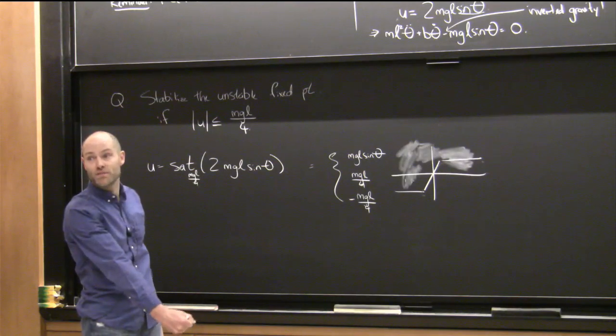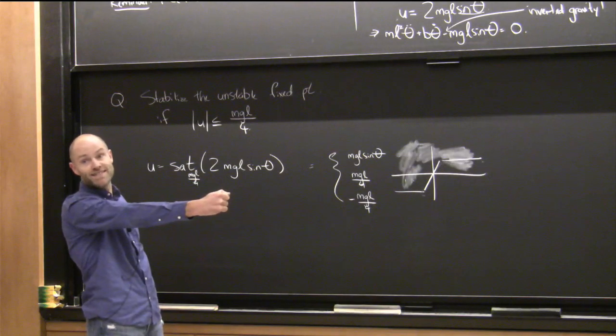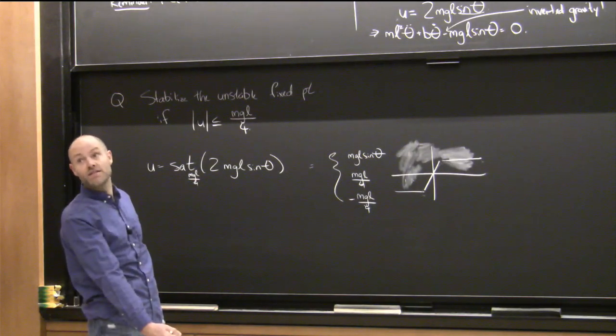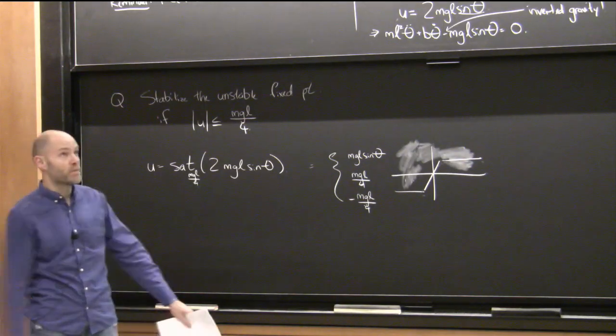Your new fixed point is going to be, fighting against gravity, but I need mgl to get up to here in the overdamped case, right? So it's going to be stuck going like this, right? So it's not going to manage to swing itself all the way up to the top.